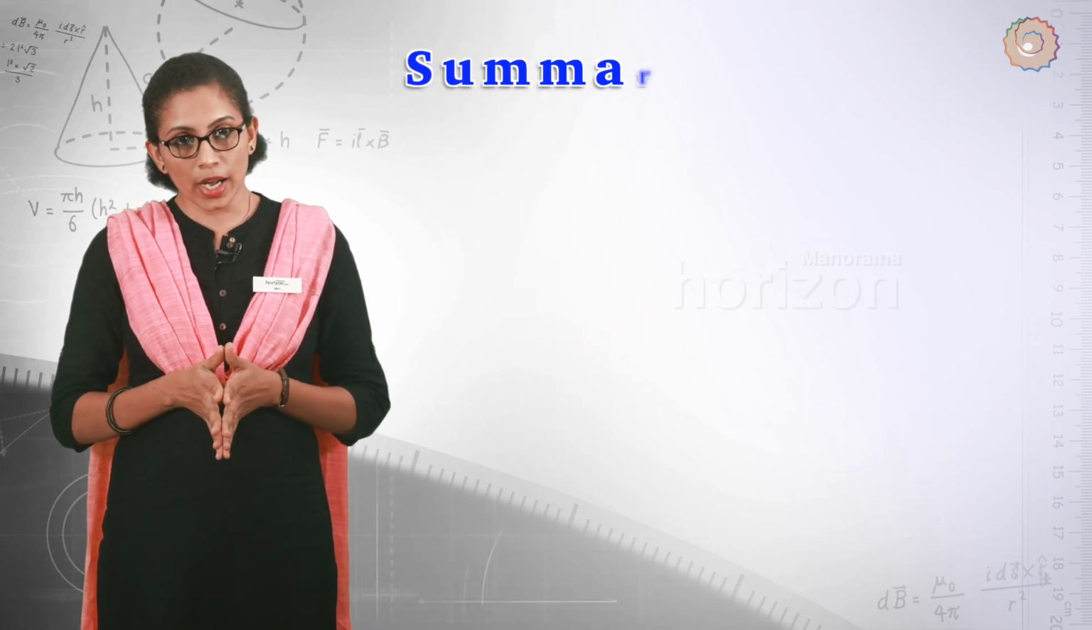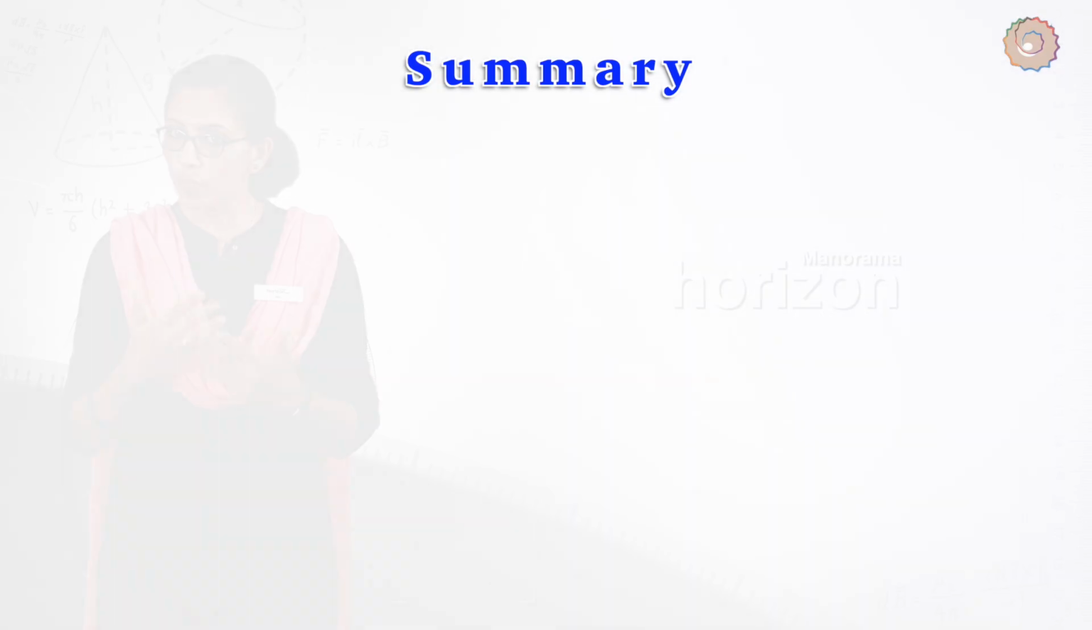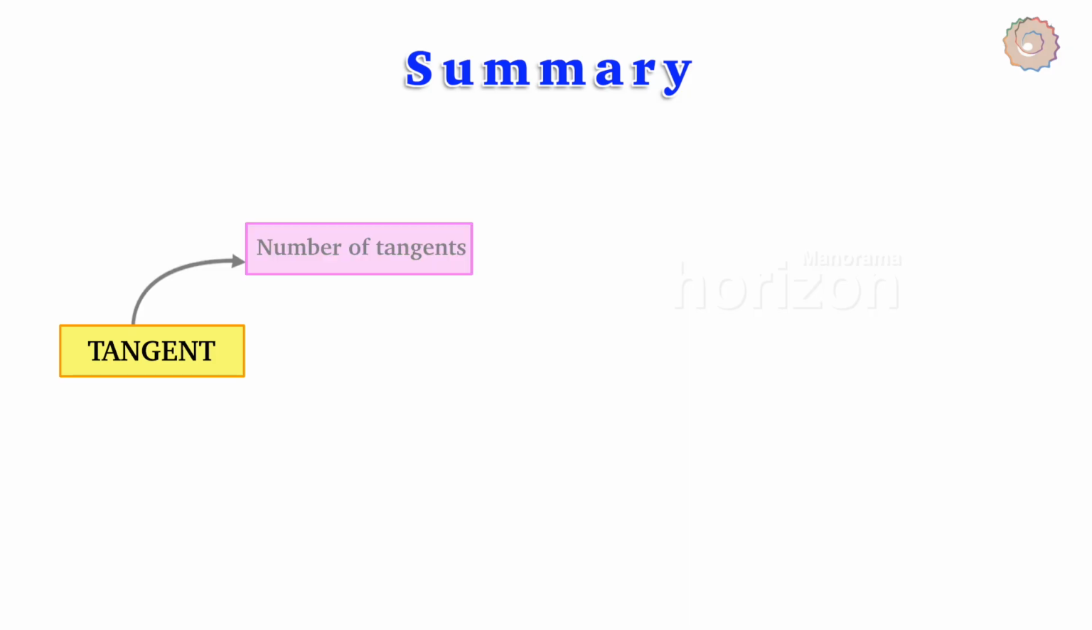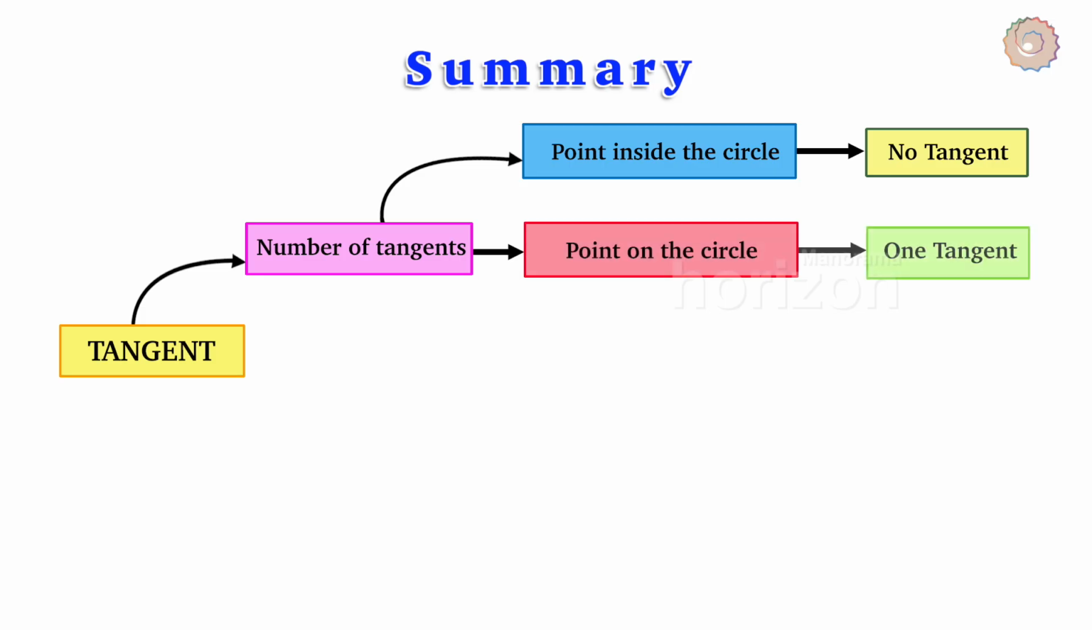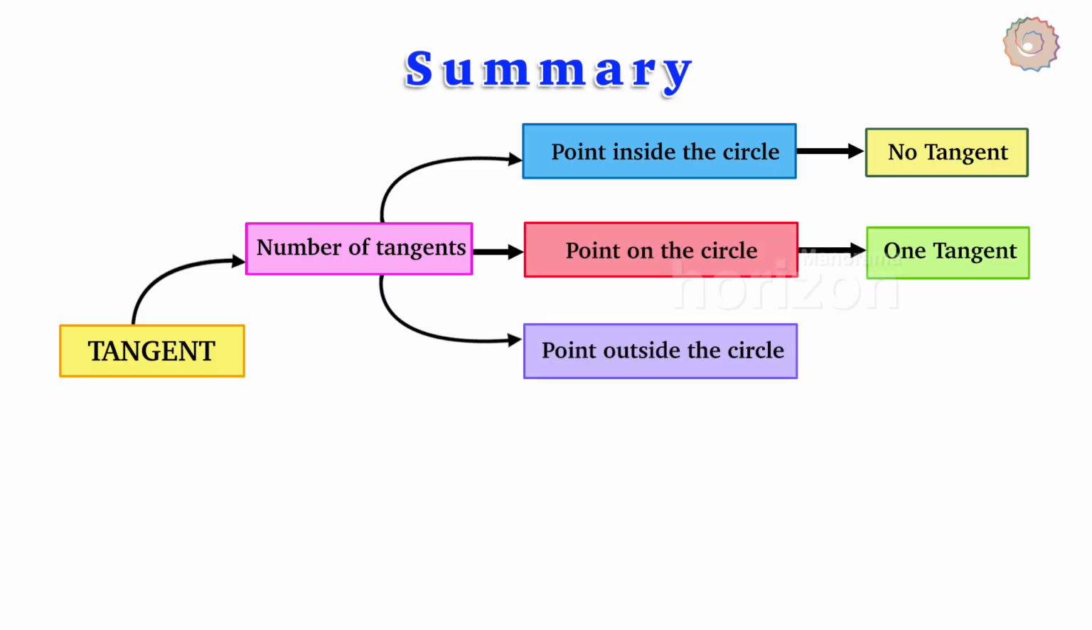So in this section we discussed some concepts about tangents. We have seen that a tangent is a line that intersects a circle at one point, and the position of the point can be inside the circle or on the circle or outside the circle. So depending on the position of the point, the number of tangents that can be drawn can also vary. We have seen the three cases. Case 1, when a point lies inside the circle, no tangent can be drawn. When a point lies on the circle, one tangent can be drawn, and when a point lies outside the circle, two tangents can be drawn.